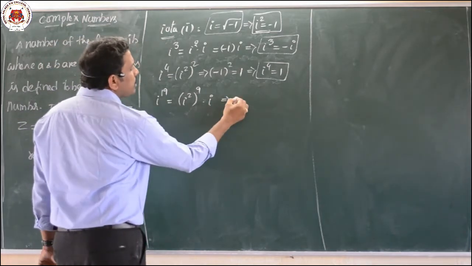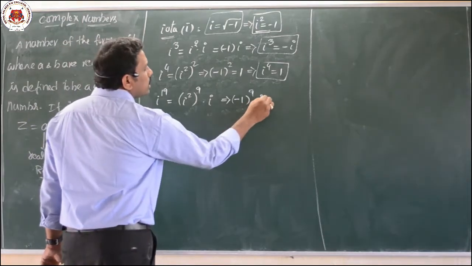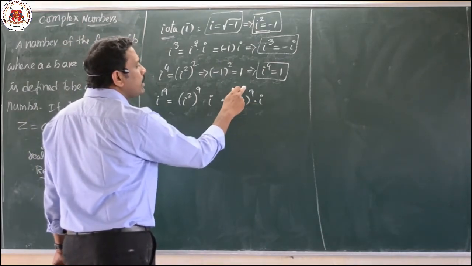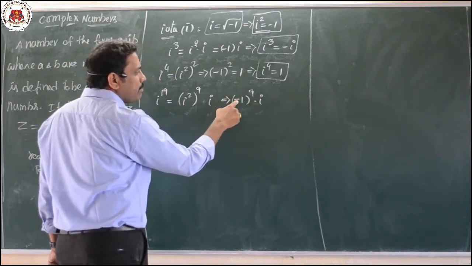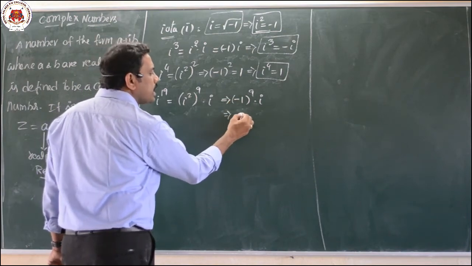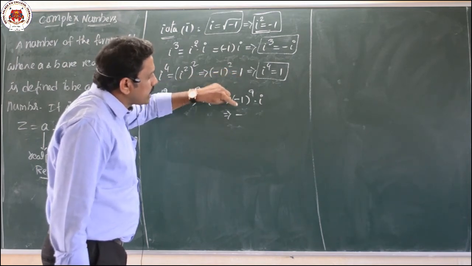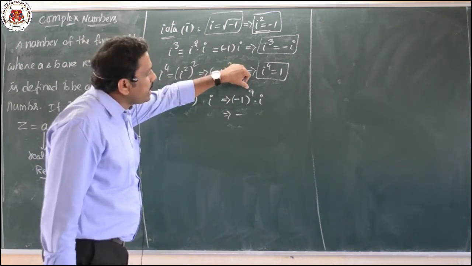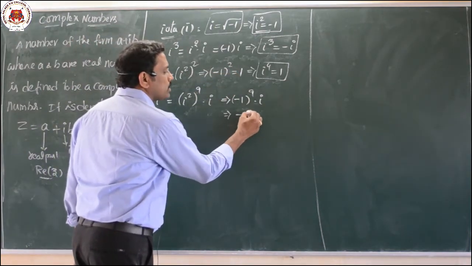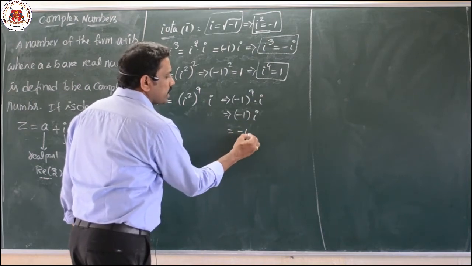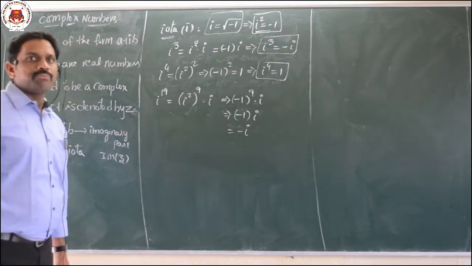So i square value is minus 1, which is having whole to the power of 9 into i. So for a negative number power, if the power is an odd number, then the negative will remain negative only. Here 9 is an odd number. Odd number means minus remains minus 1. If the power is an even number, then minus is converted to positive. 1 power any number is 1 only. So minus 1 into i. So what is the answer? Minus i. So i to the power of 19 value is minus i.